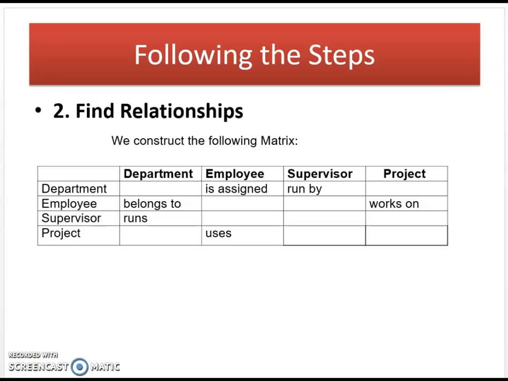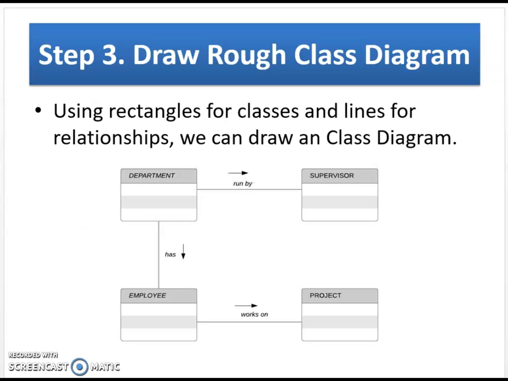Now, once we have done this, we need to draw a rough sketch of a class diagram. This is a rough sketch of our class diagram. A department is run by a supervisor. A department has an employee. An employee works on the project. So what is missing is the multiplicity that we are going to fill in the next slide.